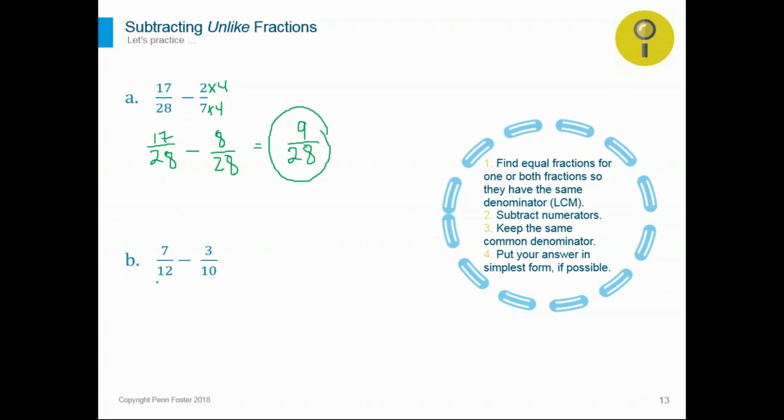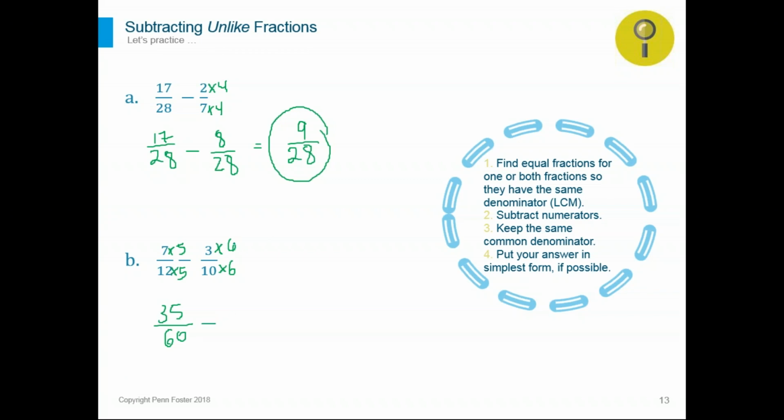So 12 times what will give you 60? 12 times 5. Do the same thing on the top. 10 times what will give you the same common denominator, 60? 10 times 6 and 3 times 6. Let's rewrite the problem. The first fraction would be 7 times 5 will give you 35 on the top and 60 on the bottom.